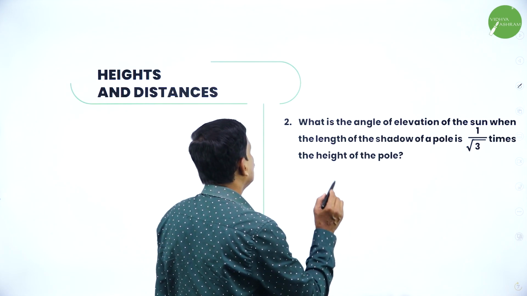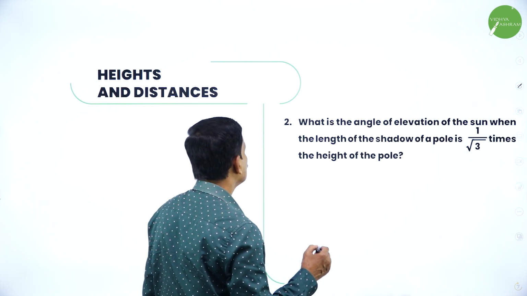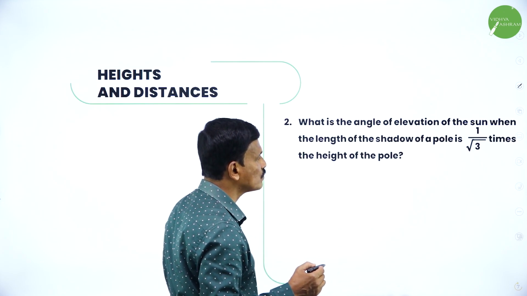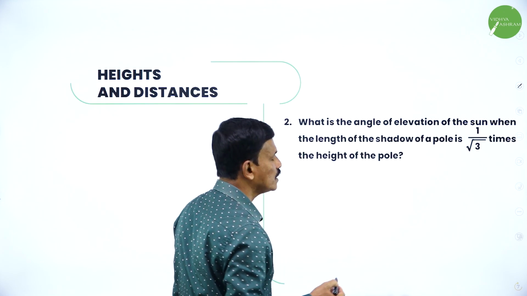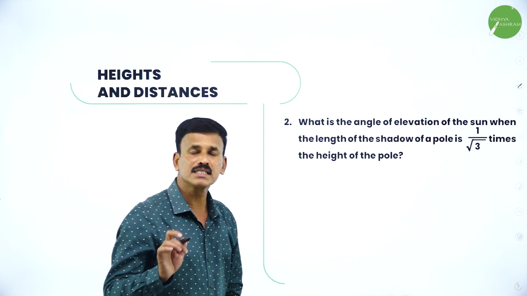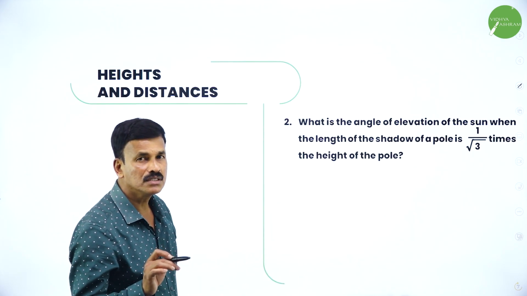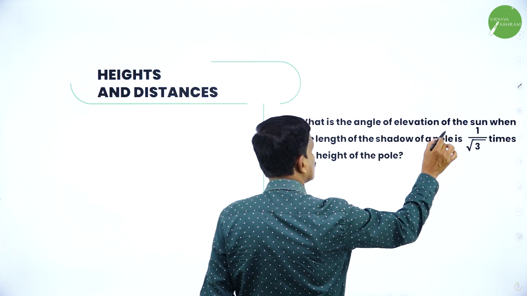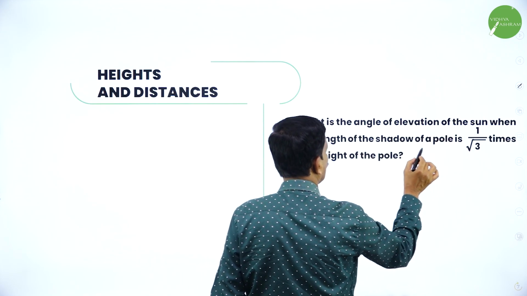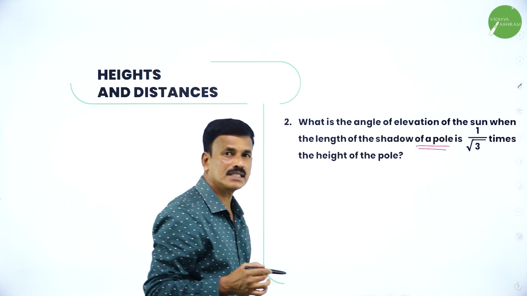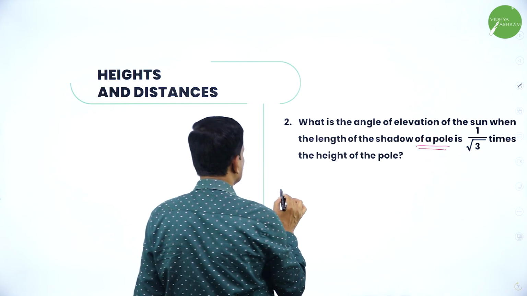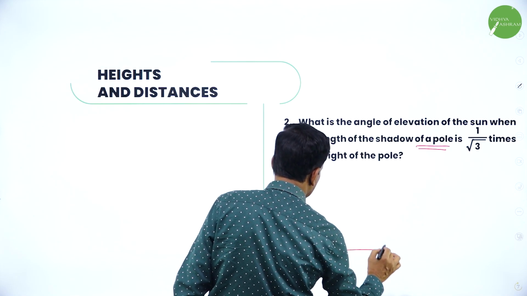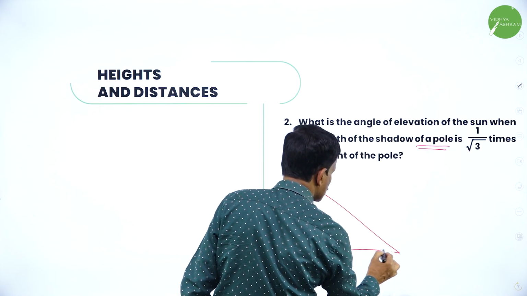What is the angle of elevation of the sun when the length of the shadow of a pole is 1 by root 3 times the height of the pole? Now let us consider H as the height of the pole. So what is given here? The angle of elevation of the sun when the length of the shadow of a pole. So this is H, the height of the pole, and this is the shadow.